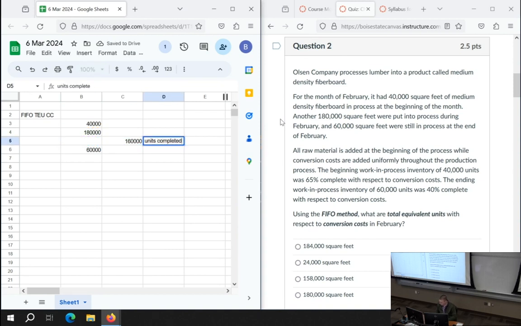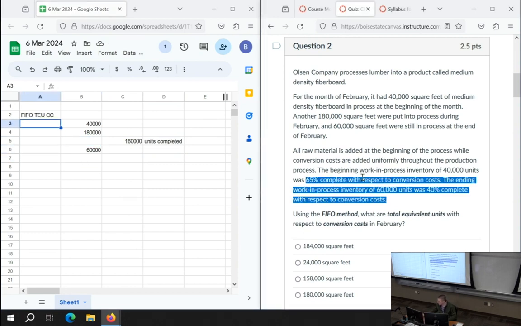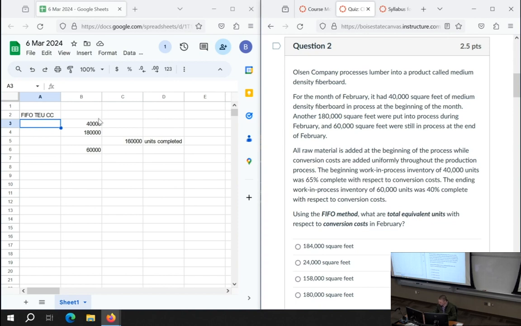It's old hat stuff. We're 3 weeks into this. Got that down. And I'll copy down the information here about percents complete. The 40,000 is 65% complete with respect to conversion costs. And the 60,000 is 40% complete with respect to conversion costs. And since that's all we're worried about, I'm not going to do any labeling or put in direct materials or anything like that. Let's not make it too complicated.